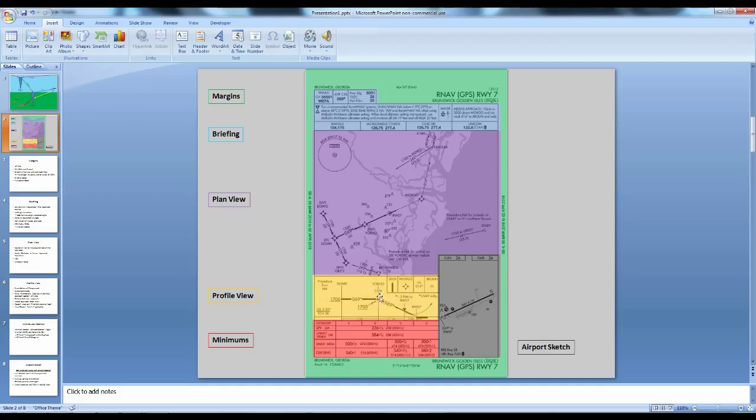You still need to descend, though, which is depicted here. But you wouldn't want to go down to minimums. Say about 200 feet above minimums. You don't want to go lower than that until the visual descent point.